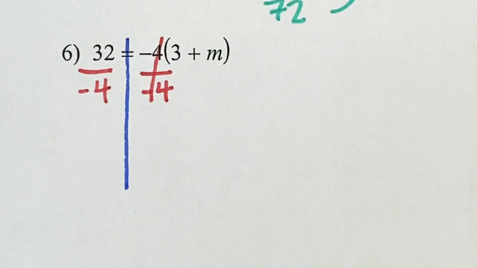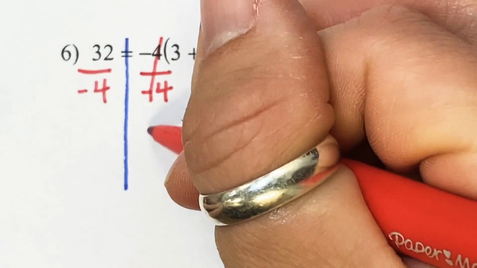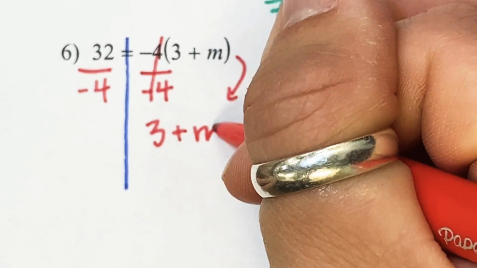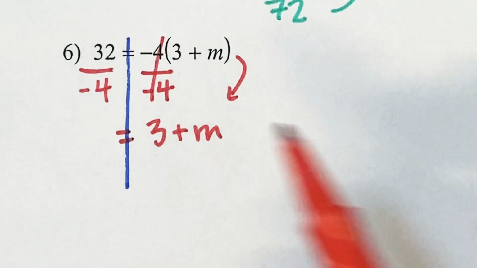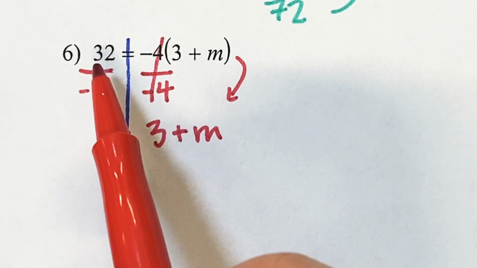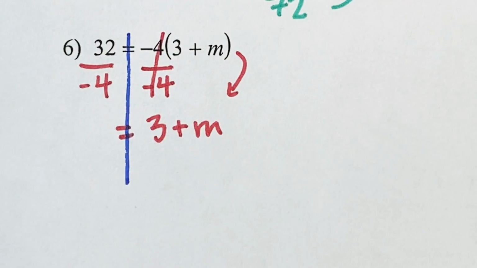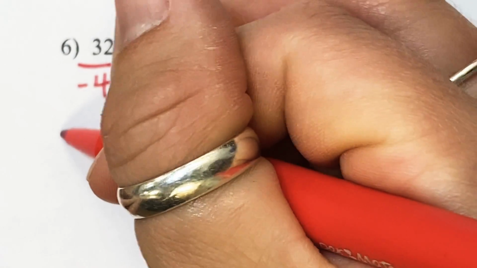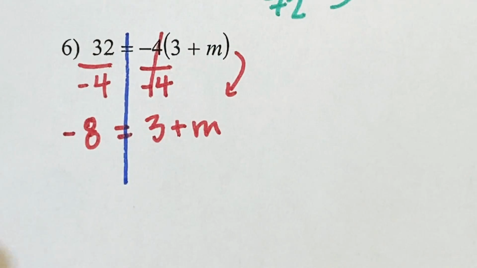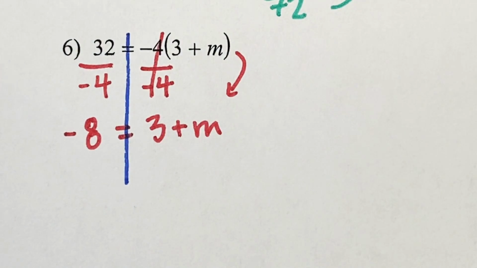Do the same thing to both sides. Bring down what's left. We have 3 plus m equals 32, a positive 32 divided by a negative 4. What is that going to give me? It's going to give me negative 8. I'm going to check that just in case. Yep, negative 8.